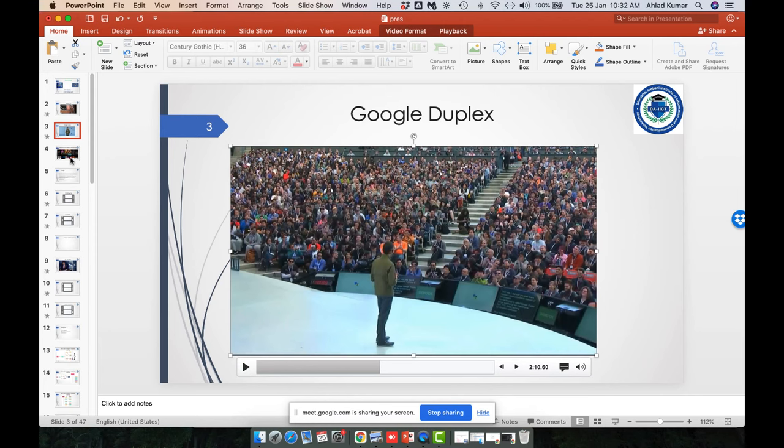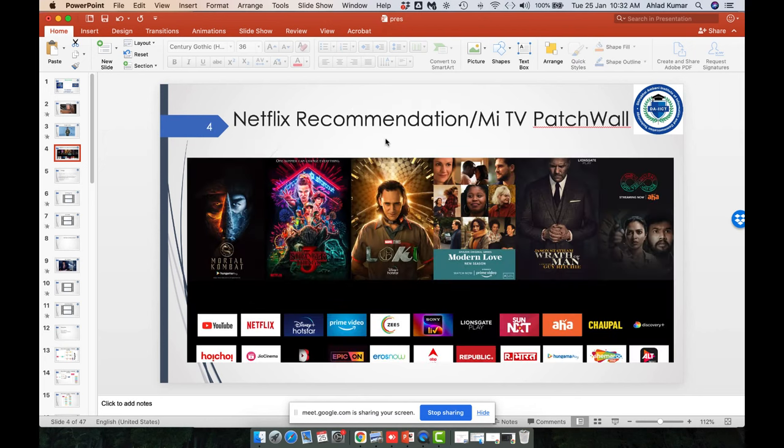Now I will show you another example, which is the Netflix recommendation example. Here I have pasted MI TV's front wall, which we call the patch wall. If you see here, or maybe in your TVs also, you must have seen this. Can you tell me what exactly is going on in this particular wallpaper? Can you explain what is going on here? What is the objective of having this patch wall concept in these smart TVs? Can anyone tell me?